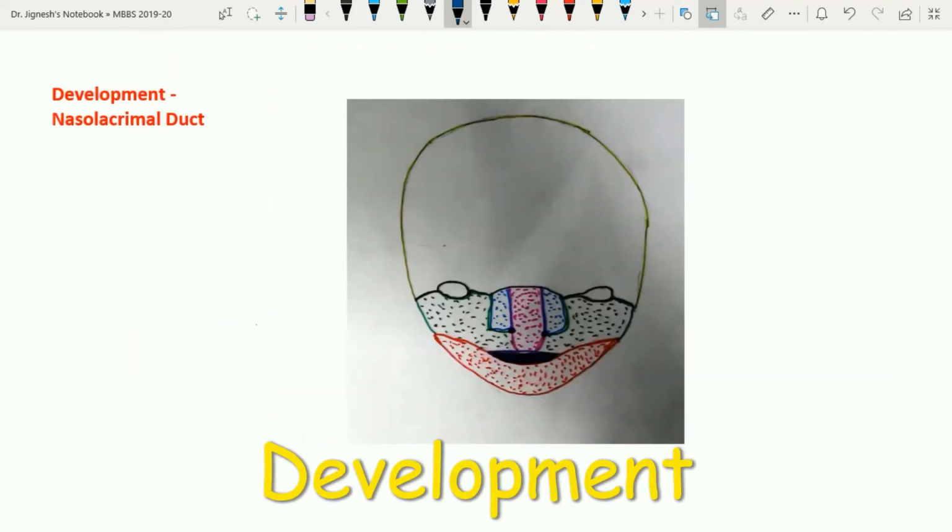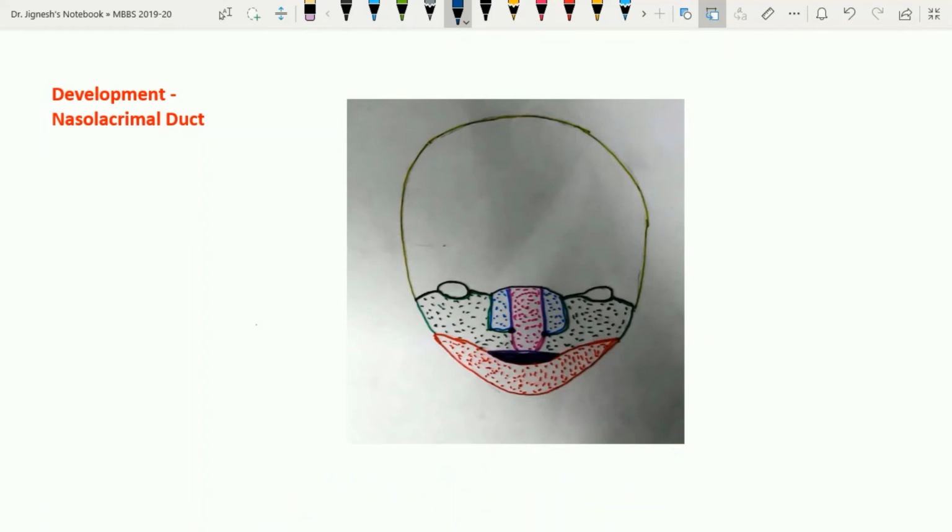When we see the development of the nasolacrimal duct as well as the lacrimal sac, both are derived ectodermally through one solid ectodermal cord which is present between the maxillary process and the lateral nasal process of the frontonasal process. This solid ectodermal cord will ultimately submerge into the tissue to develop into the nasolacrimal duct. The proximal part of this duct is going to form the lacrimal sac.